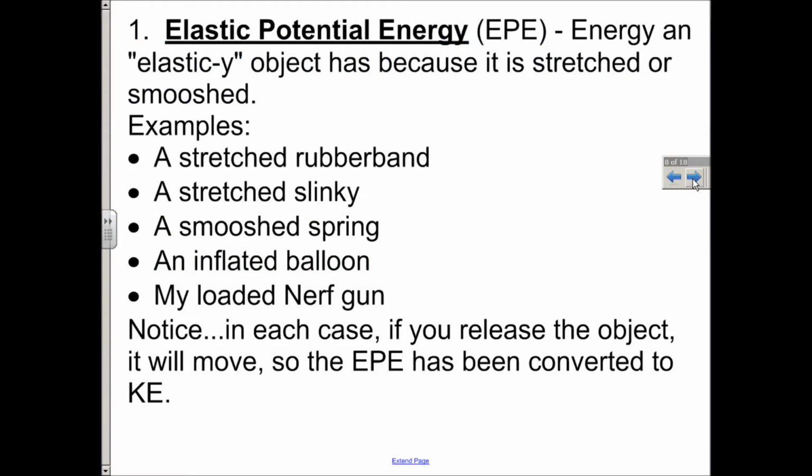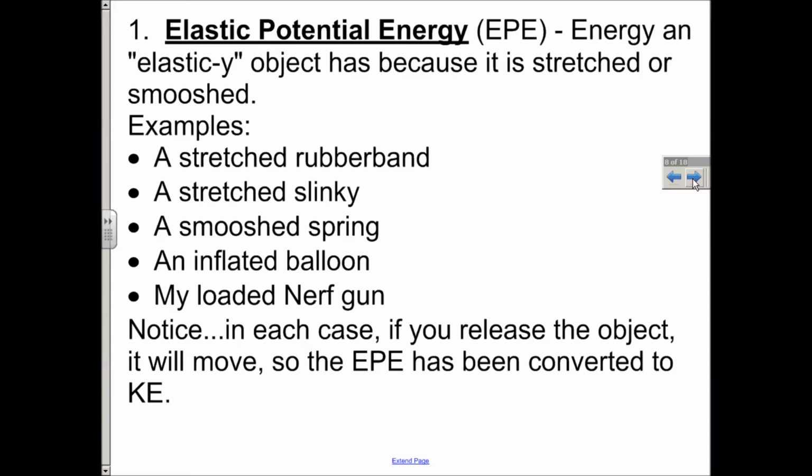All right. So the first one is what I'm going to call elastic potential energy. This is energy that an elastic object has because it's stretched or smushed. If you imagine stretching a rubber band out, you're storing energy within that rubber band. If you let it go, it goes shooting across the room. Right. You're converting the elastic energy it has when it's stretched into kinetic energy it has since it's moving when you let it go. All right, and the same thing can happen to a slinky, right?